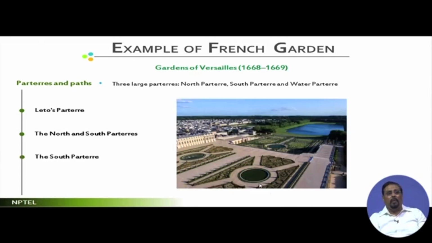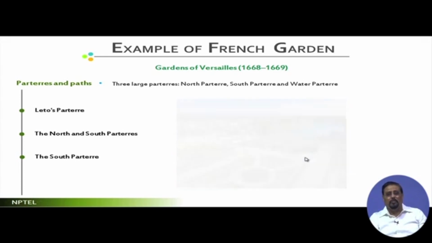Then we have the south pathway, which looks a little different from the north pathway, if you recall. Here we have a circle, and then diagonally the paths are leading to this, and in the intermediate zones here there is a water body, and then the intermediate zones are covered with plantations, good flowery plants or grasses. This is the south parterre, leading to the large grand water body here.